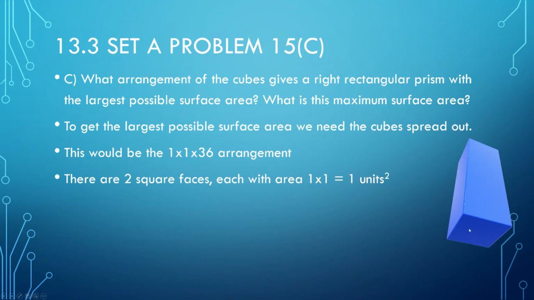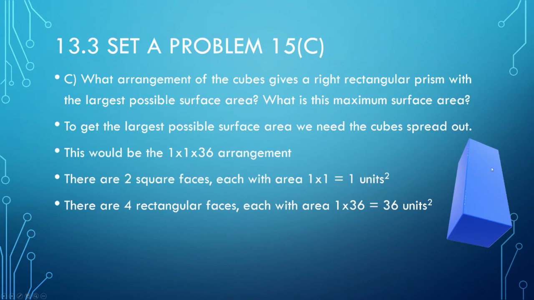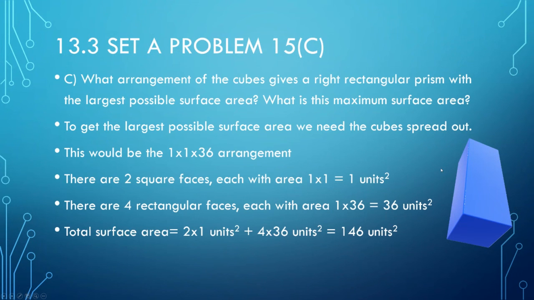So we're going to have 2 faces we can think of as the top and the bottom that are each 1 by 1, so they have an area of 1 square unit. And then we'll have 4 faces that are each 1 by 36, so they have an area of 36 square units. And to get the total surface area, we have 2 faces that have an area of 1 unit, 4 faces that have an area of 36 square units. That gives us a total surface area of 146 square units.